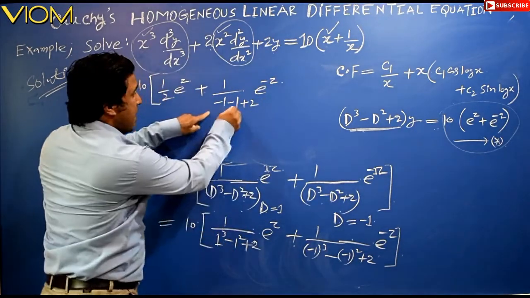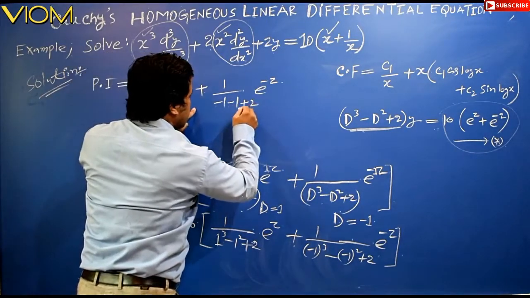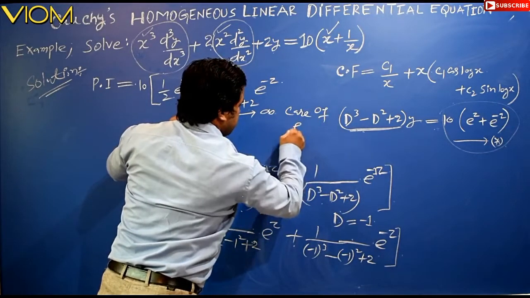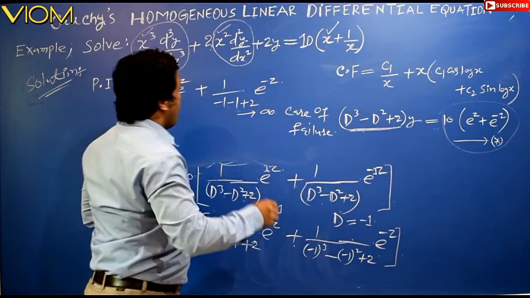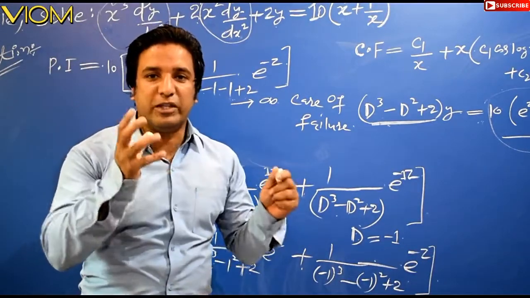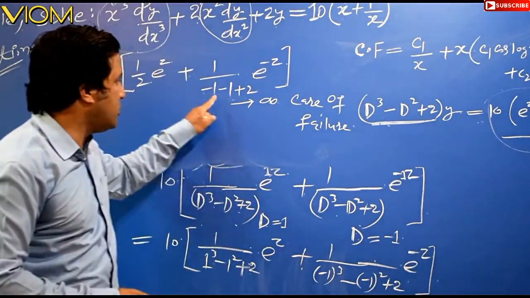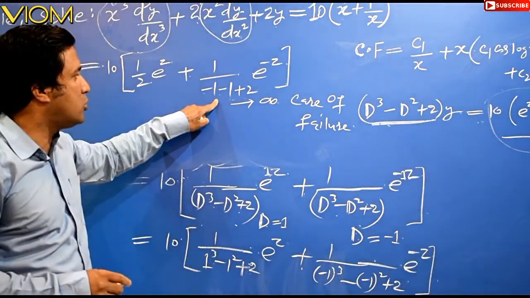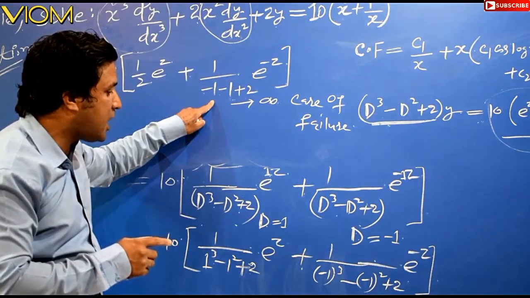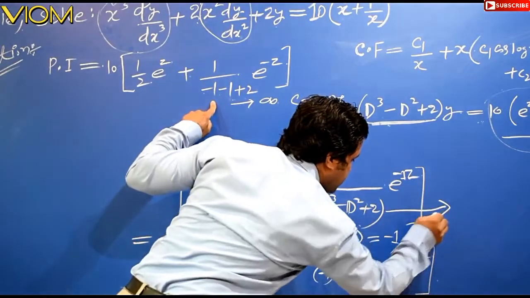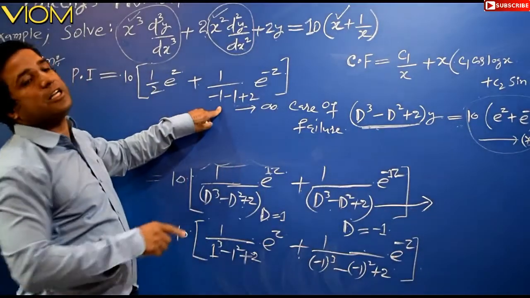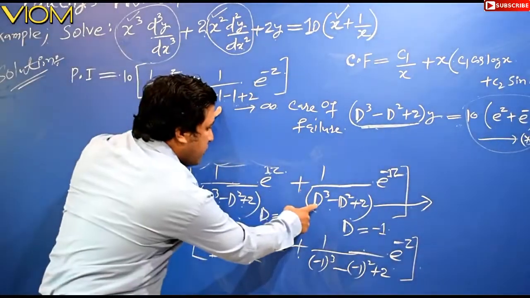Here the denominator becomes minus 1 plus 1 minus 1 plus 2, only this term tends to infinity. This is a case of failure. Whenever you see a case of failure, you must differentiate only the denominator with respect to d, because the denominator tends to 0 and the whole term tends to infinity. I must differentiate before putting the value d is equal to minus 1. Only the term which tends to infinity I must differentiate with respect to d.